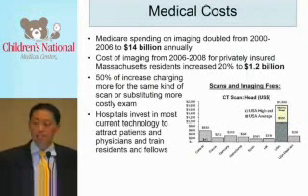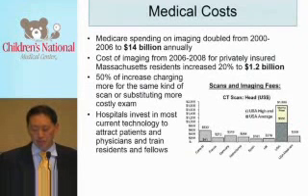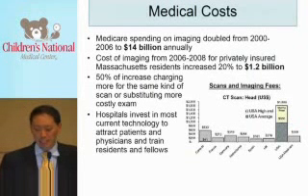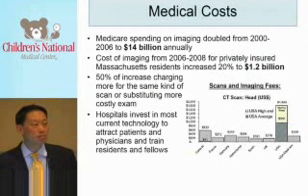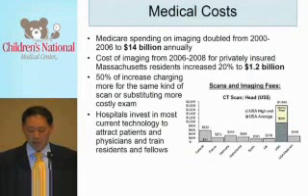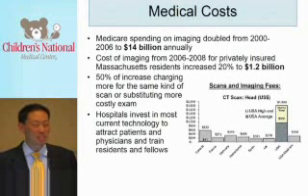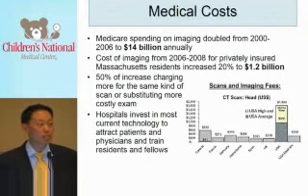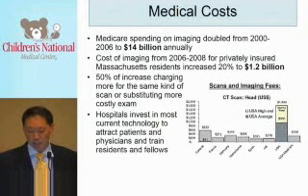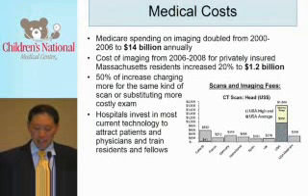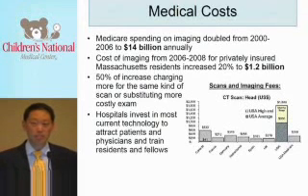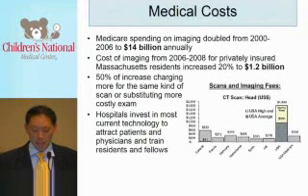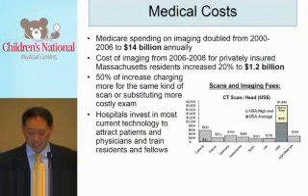Medical costs. This is the last part of that race there. In 2000 to 2006, it is estimated that the amount of money spent on imaging doubled to $14 billion annually, $14 billion. Going from 2000 to 2008, among Massachusetts residents who were privately insured, the amount of money spent on imaging increased 20% to $1.2 billion. Here's the thing. It wasn't all just the increased cost of the technology. Sometimes it was charging more for the exact same technology.